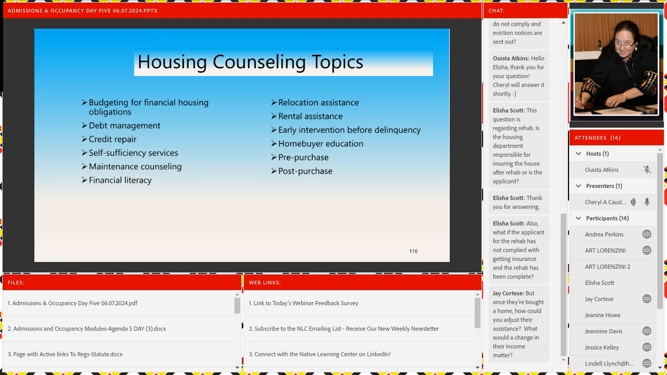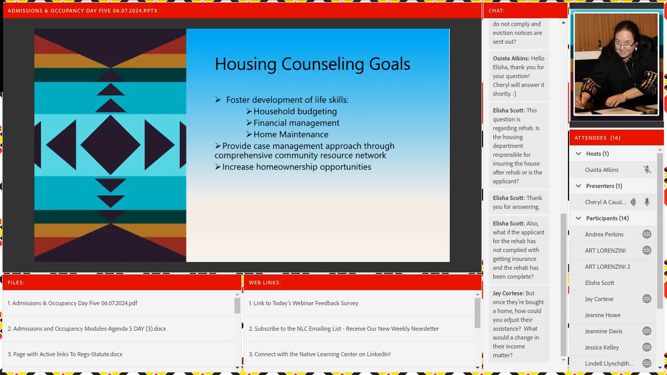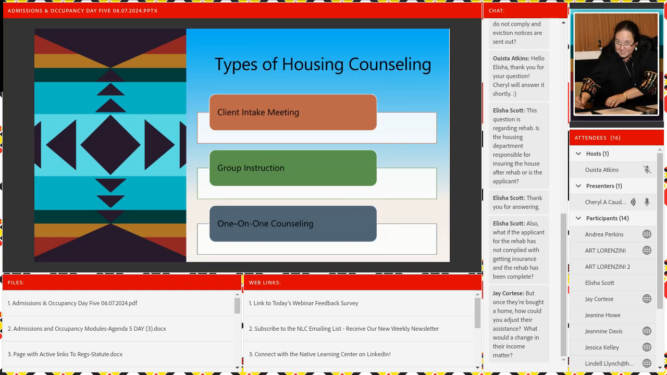Debt management, credit repair, self-sufficiency, maintenance counseling, financial literacy, relocation assistance, rental assistance, early intervention before a delinquency, homebuyer education, pre-purchase, post-purchase. It can include housekeeping, fire safety, how to use a grievance policy, advocacy, mortgage delinquency. Those goals are to foster development of life skills, household budgeting, financial management, home maintenance, provide a case management approach through the comprehensive community resource network, and increase homeownership opportunities.